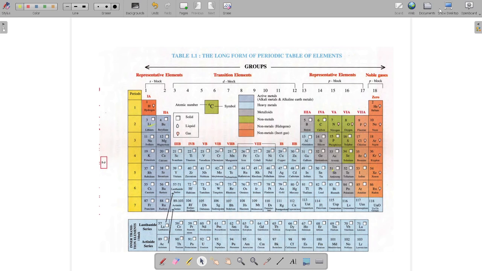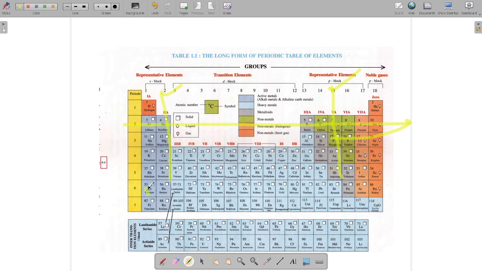See here, if we take the second group, there is an exception in the second group and the 15th group. So here is an exception and here is an exception. Now how will it increase and decrease? Okay, how will it increase and decrease? Now how is the trend?